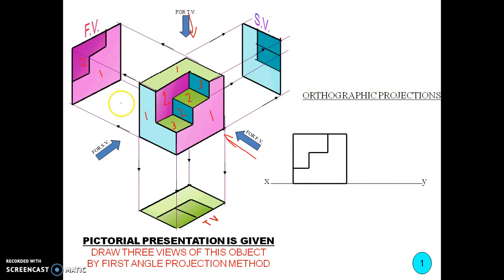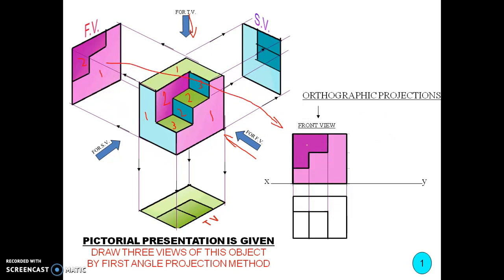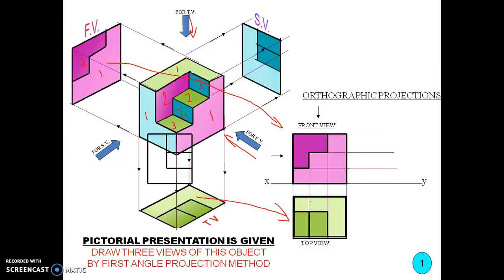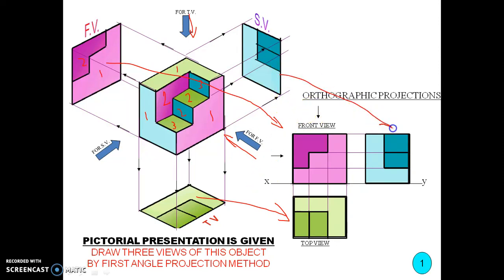For orthographic projections, you have to draw the front view and the top view exactly below the front view, because we are using the first angle projection. The top view here and the side view exactly on the right side of the front view, because we are drawing the left side view. The left side view in first angle projection, we have to draw it on the exact right side of the front view. Clear? This is the method of drawing orthographic projections.